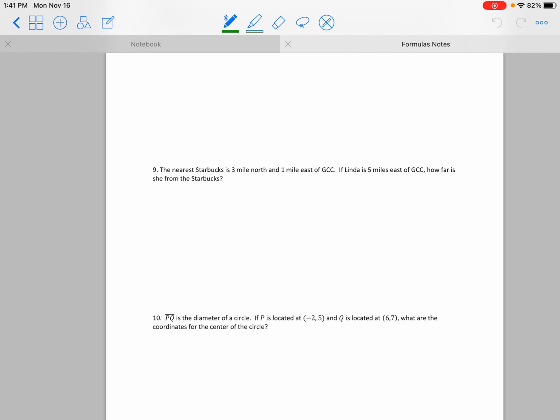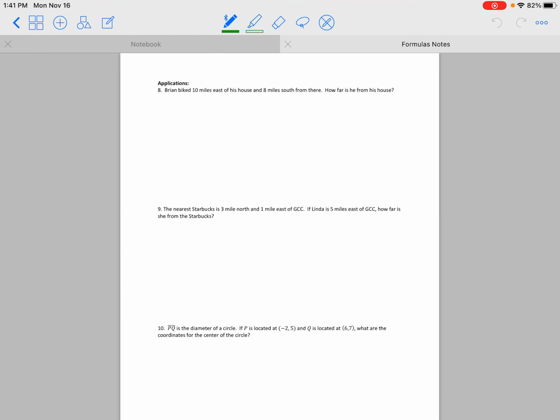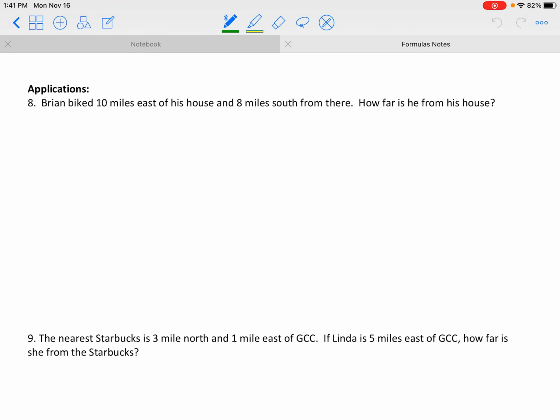Now, let me show you a couple of applications of why some of these formulas are helpful. Places for us to apply the new learning, right? Not that you're going to necessarily do this in your real life, but here are some places where this could be useful for somebody. So number 8 here says Brian biked 10 miles east of his house and then 8 miles south from there. How far is he from his house?